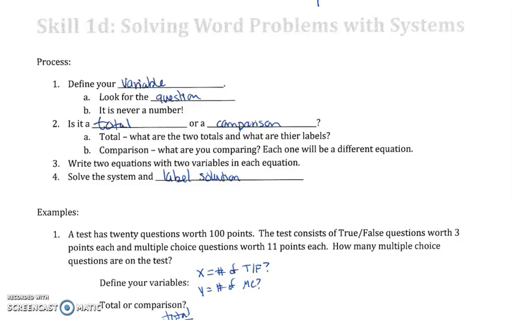Number three, write the equations with two variables in each equation, right? So both equations should have x and y in them. You don't have to use x and y. I just do because I think it's easier. Number four, solve the system and label the solution. So for the first time, you are not writing it as an ordered pair. You are writing it with labels. So make sure that you are doing that work. Otherwise, we'll have a problem. Okay? All right, let's go ahead and go to the first example.